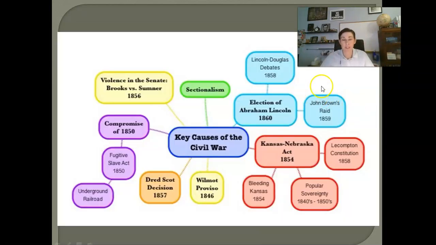So here are our causes. Today we're going to talk about these. We have the Compromise of 1850, which was meant to be a compromise, but really didn't do very much. We're going to talk about violence in the Senate. We're going to talk about sectionalism again because it features prominently. We're going to revisit the Dred Scott decision. We're going to look at the Wilmot Proviso. The Kansas-Nebraska Act is particularly fun. And we're going to look at the election of Abraham Lincoln. All of these things are going to factor into what led to the outbreak of the Civil War.